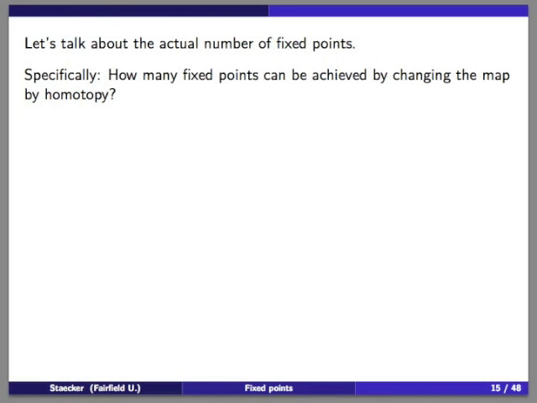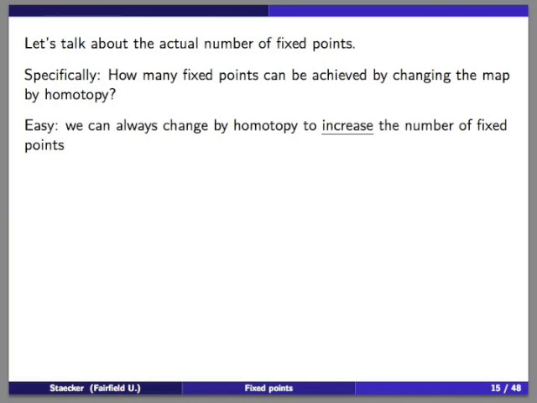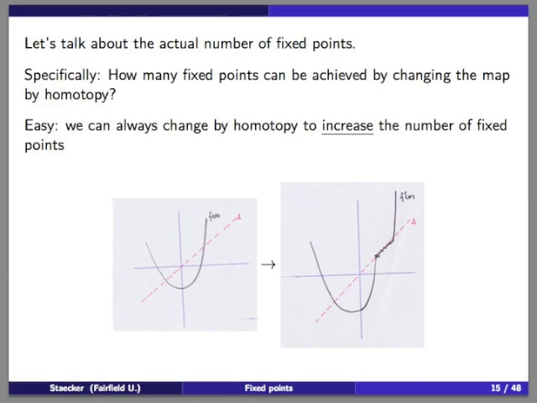One of those questions is very easy. You can always change the function to increase the number of fixed points. Here's a little picture. If I start with this, it has 2 fixed points. I can change the map by homotopy like that, which now has a lot of fixed points. This is dimension 1, but you can do the same kind of thing. In fact, instead of making that all wiggly over here, you could just make it go straight and you would have infinitely many fixed points right there. So if you ask what is the maximum number of fixed points that you can achieve, that's not a very interesting question. The answer is always infinity.